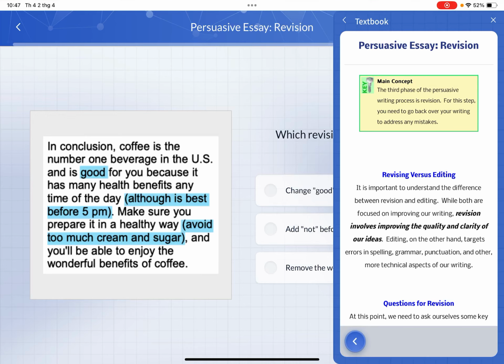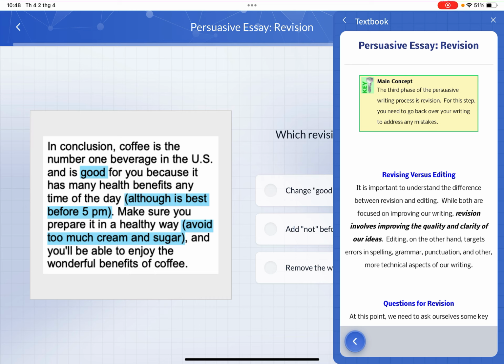Now, we've talked a lot about persuasive writing, from drafting and choosing a topic to finding evidence. So today we'll be moving on to the next step, revision. The third phase of the persuasive writing process is revision. For this step, you need to go back over your writing to address any mistakes that were made.